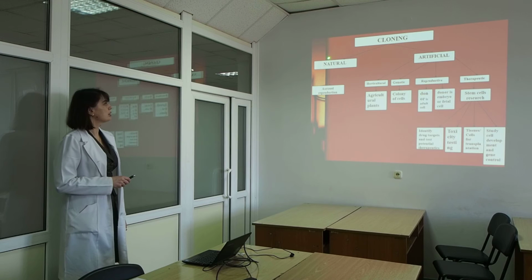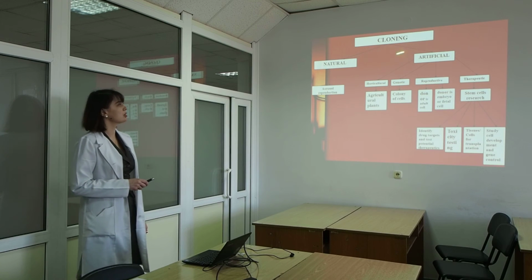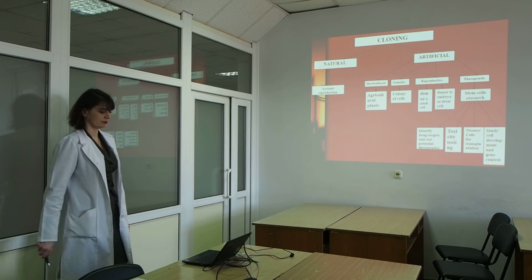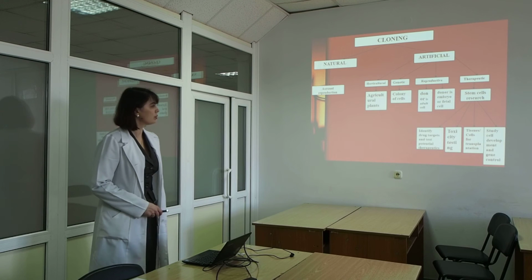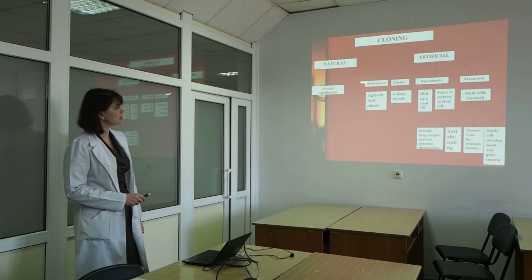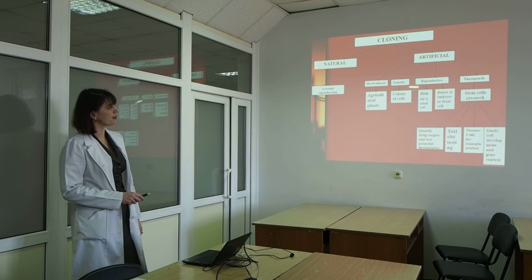Natural, artificial. Natural is asexual reproduction. Artificial includes horticultural, genetic, reproductive, therapeutic. And we will now discuss all this, so you don't need to draw it, but this portion is important, the upper part.